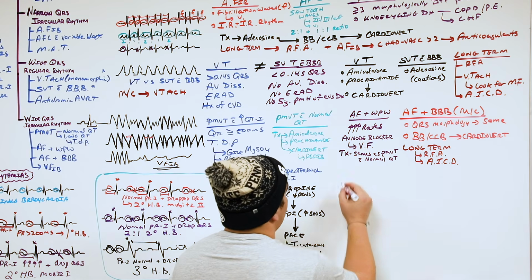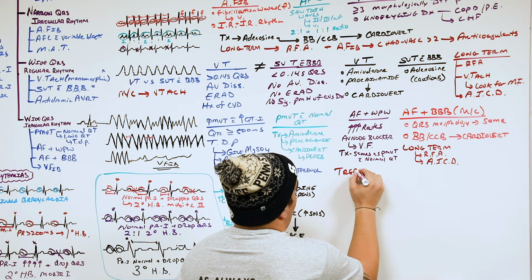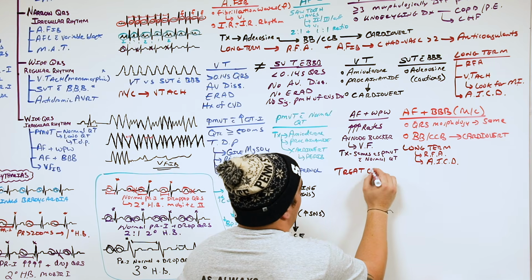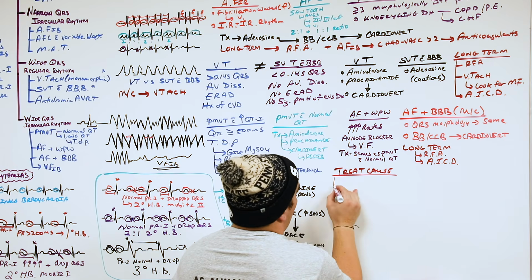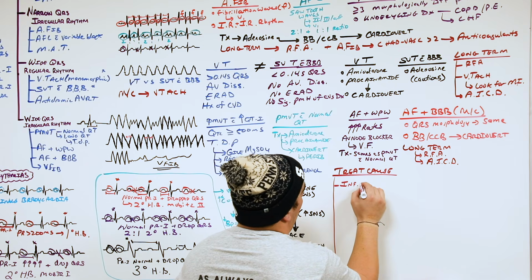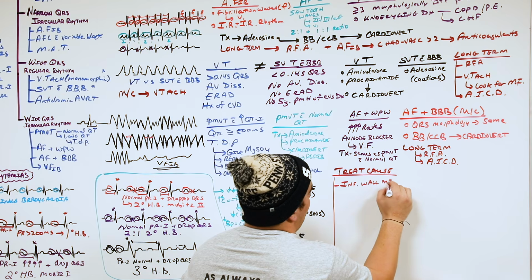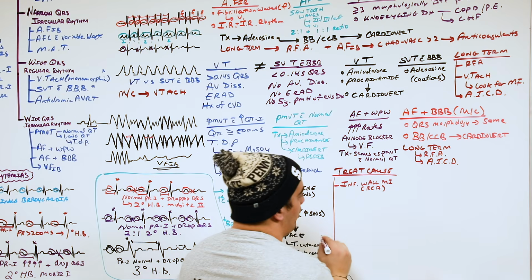Inferior wall MI. So we have to treat the underlying, so treat the cause, basically. And what were some of these causes? So the first one we said was an inferior wall MI. What was that due to? An RCA occlusion, right coronary artery occlusion.